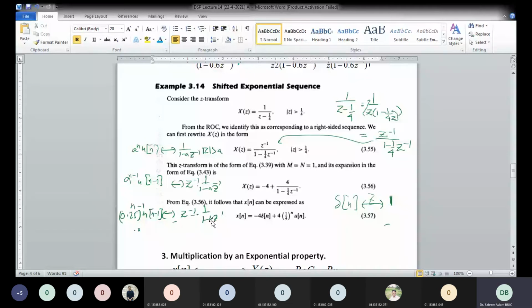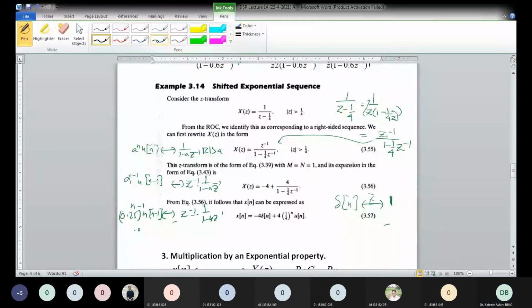let me use the pen, so this is not 1, this is actually 1 by 4, this is 1 by 4, dot this is z inverse. Okay, is it clear, or should I write it again? Is it clear, beta? Yes, sir.